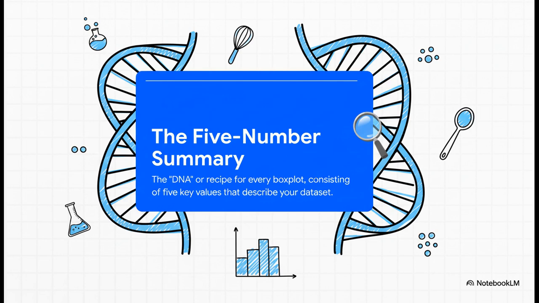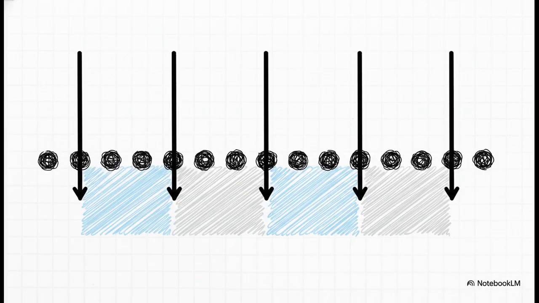And the recipe for that picture is what we call the 5-number summary. I like to think of it as the data's DNA. If you have these 5 numbers, you have everything, and I mean everything, you need to understand the core of your data and to draw its boxplot. So what are these 5 magic numbers? Well, we start with the easy ones, the lowest value, which is the minimum, and the highest value, the maximum. Then, in between those, we have 3 other points that chop our data up into 4 equal quarters. We call them the first quartile, the median, and the third quartile.